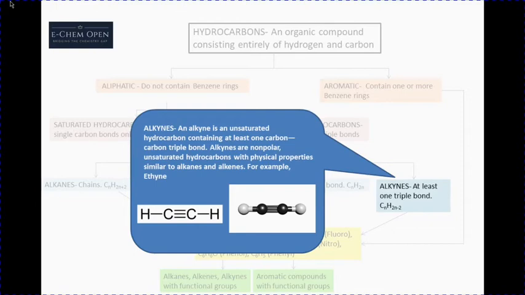Next, under unsaturated hydrocarbons, we have alkynes. If they have at least one triple bond, we call them alkynes. The general formula for alkynes is CnH2n-2. An alkyne is an unsaturated hydrocarbon containing at least one carbon-to-carbon triple bond. Alkynes are nonpolar, unsaturated hydrocarbons with physical properties similar to alkanes and alkenes. For example, ethyne.